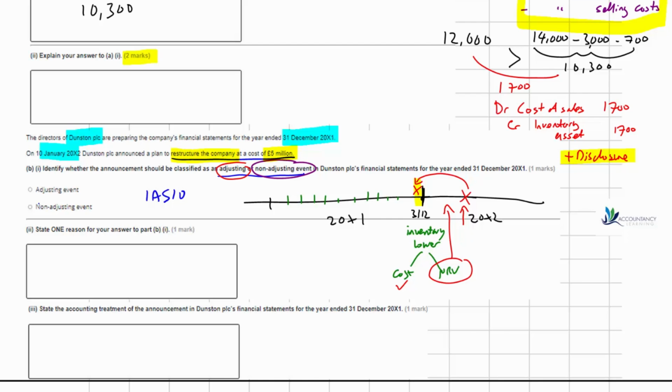So to answer the question, this is a non-adjusting event, and that's because the conditions did not exist at the year end. And for part 3, state the accounting treatment. So there is no accounting treatment, but in terms of the reporting treatment, we would disclose the restructuring.